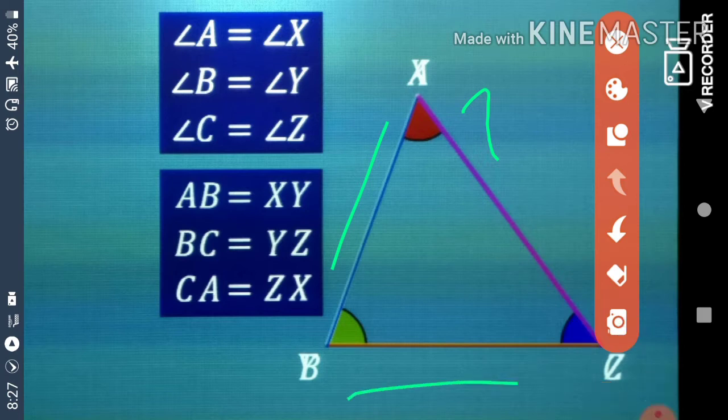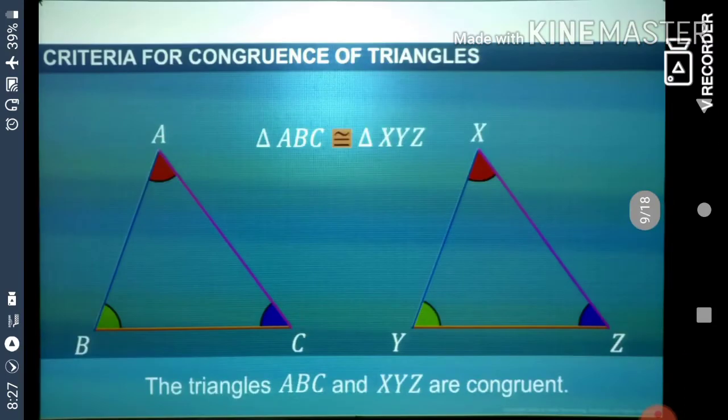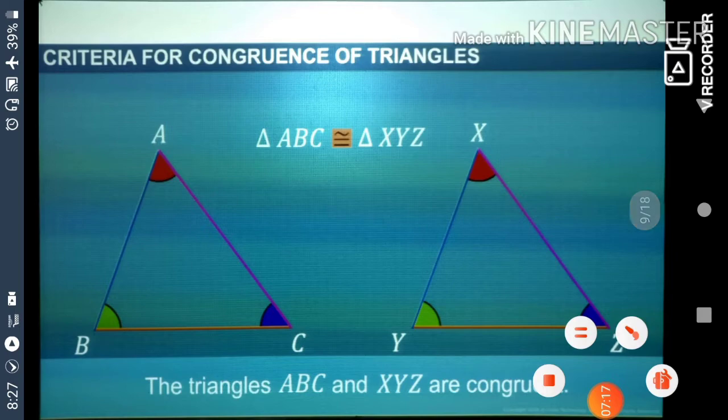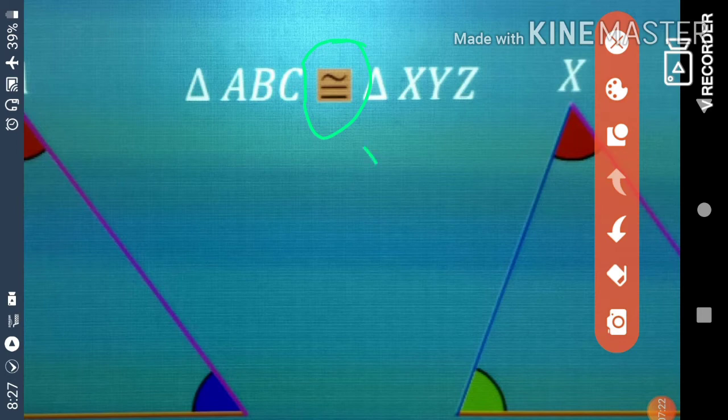Like coins of 1 rupee, if you put them one above the other, they will superimpose each other. Even two scales of the same company, like the Nataraj scale, if you put them over each other, they will superimpose each other. No extra space will be left. That is called superimposing. So here we can say that triangle ABC is congruent to triangle XYZ. This is the symbol of congruent, with the equal sign and then this curve.